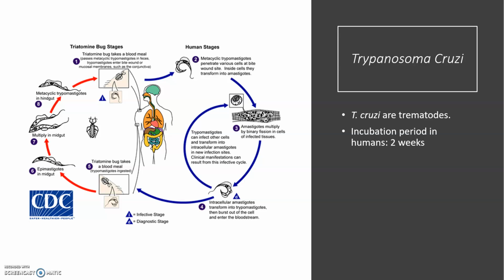The kissing bugs, after they get the blood meal from the infected host. And right here it's showing the epimastigotes in the midgut, and that's where they multiply. Also, the epimastigotes are made to survive the harsh environment in the midgut of the kissing bug.